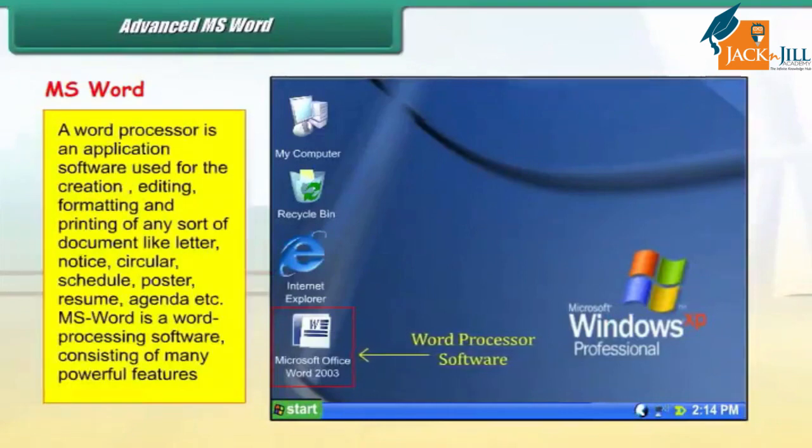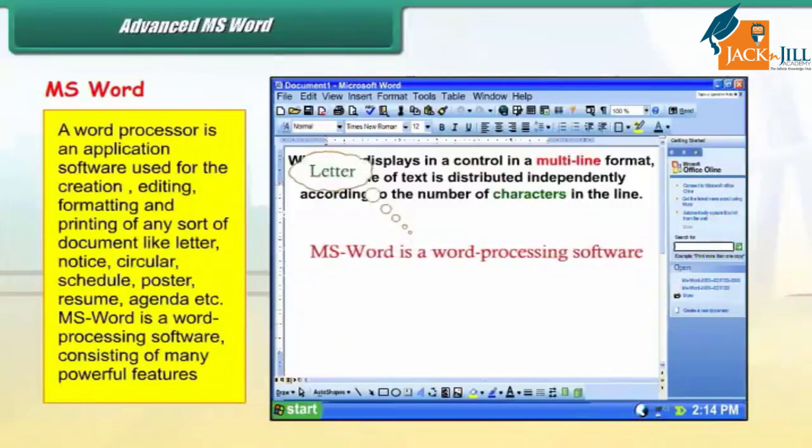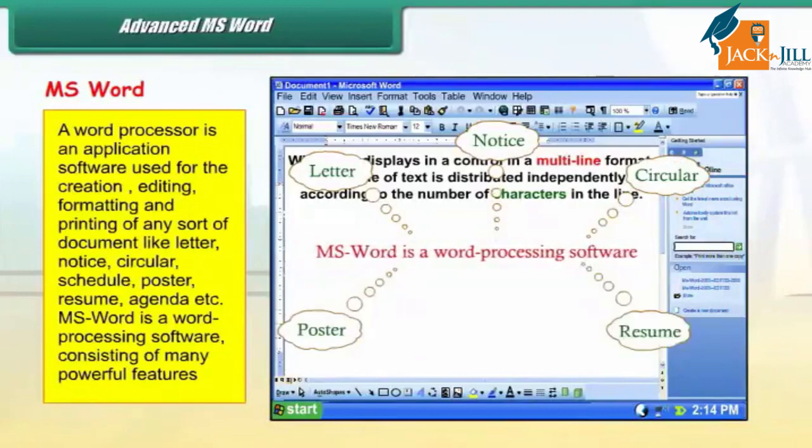A word processor is an application software used for creation, editing, formatting, and printing of any sort of document like letter, notice, circular, schedule, poster, resume, agenda, etc. Microsoft Word is a word processing software consisting of many powerful features.